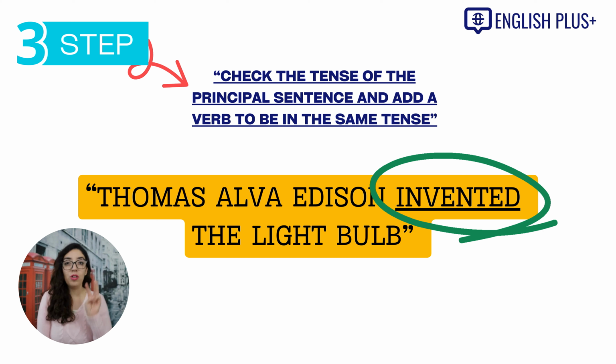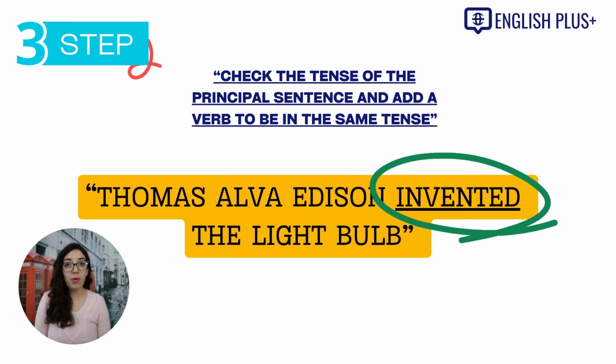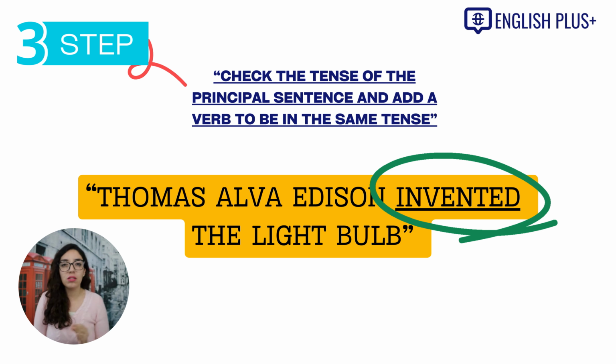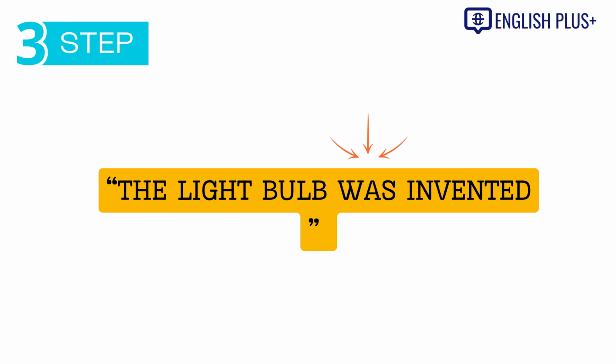Step number 3 is to add my verb to be before the main verb. But you need to pay attention. In this case, for example, my verb is invented. It is in the past simple form. So, as this is in the past, I will add the verb to be in the past, that in this case is was.